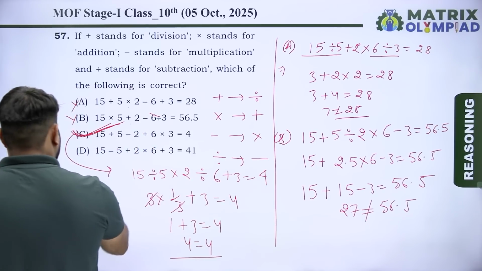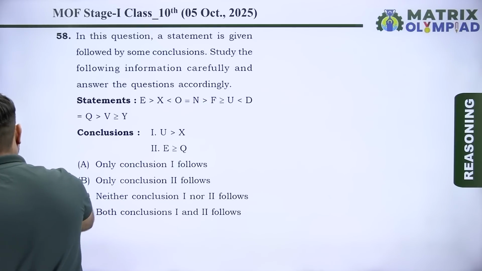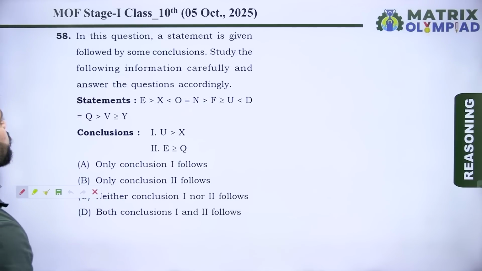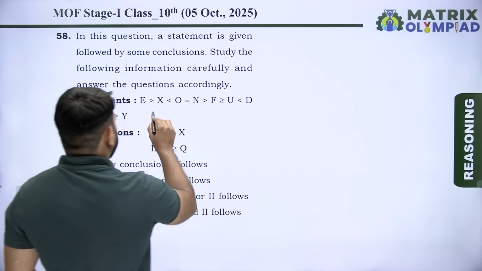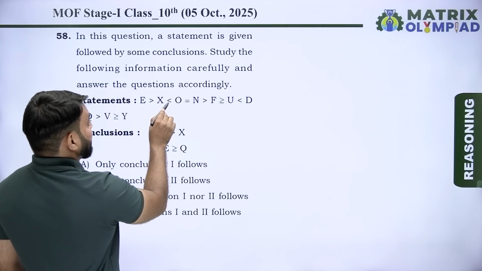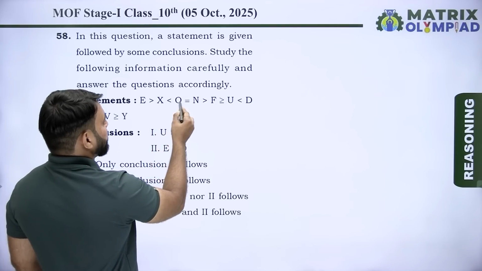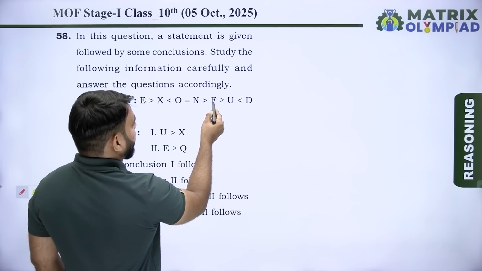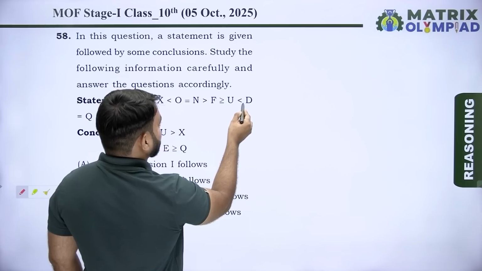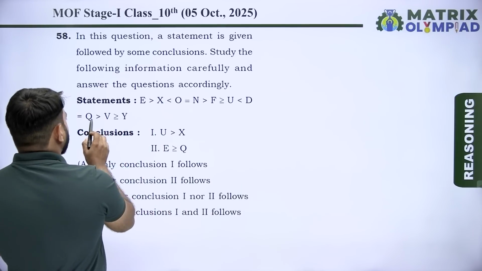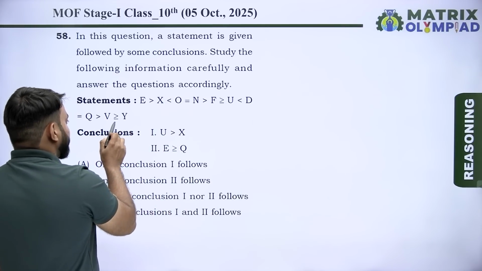Let's move on to the next question. So now next question is question number 58. In this question, a statement is given followed by some conclusions. Study the following information carefully and answer the question accordingly. So the statement is A greater than X, X less than O equals N, N greater than F, F greater than or equal to U, U less than or equal to D equals Q, greater than V, greater than or equal to Y.